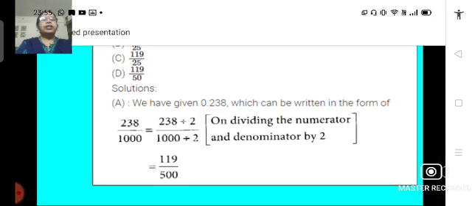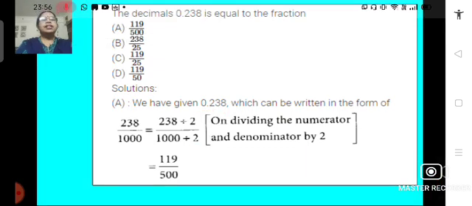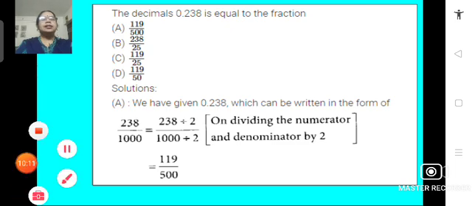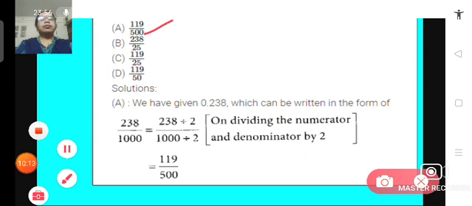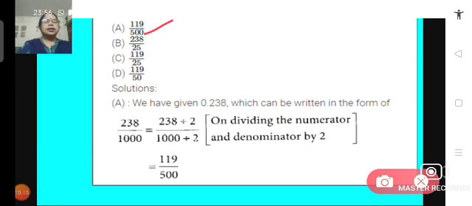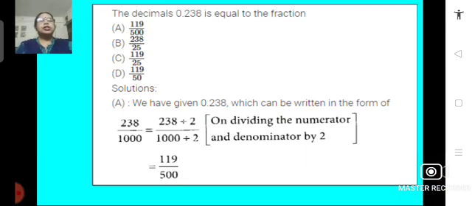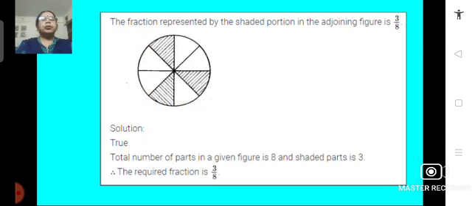So what will be the correct answer option for this? It is 119 upon 500. That means option A is the correct answer. Option A is the correct answer for this question. 0.238 is equal to the fraction 119 upon 500. Let's move on to the next problem.